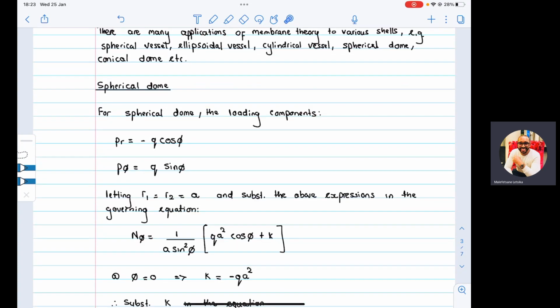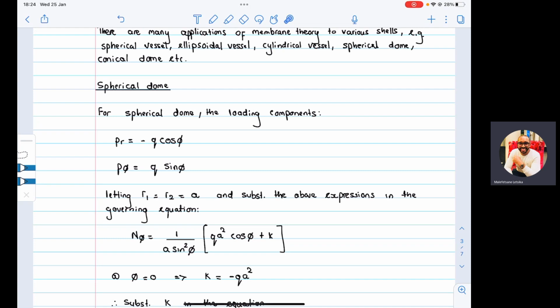Okay, so for a spherical dome, the loading components, basically P_R is equal to Q cos phi. And of course, this Q here could be the self-weight, a combination of self-weight and the superimposed load. Self-weight of the spherical dome itself, or the superimposed load, which is the external load applied. Okay, so in this case, our external load is what? It's water. It's basically water acting on the spherical dome. But then, as the question said, we are going to ignore the self-weight of the spherical dome.